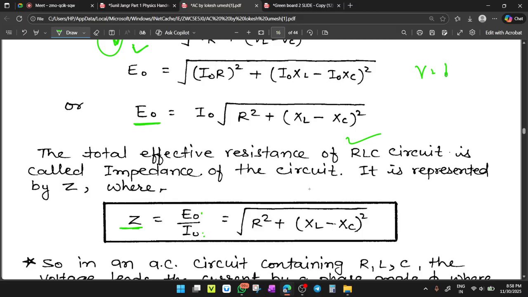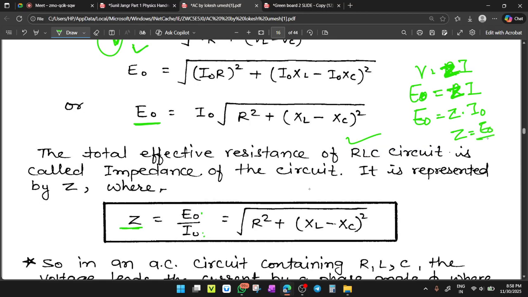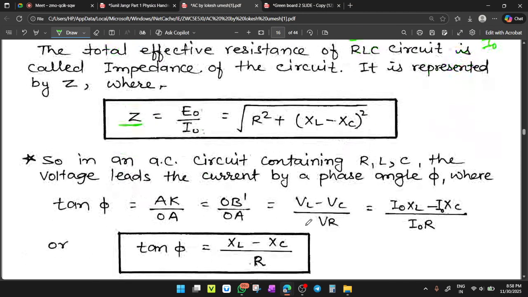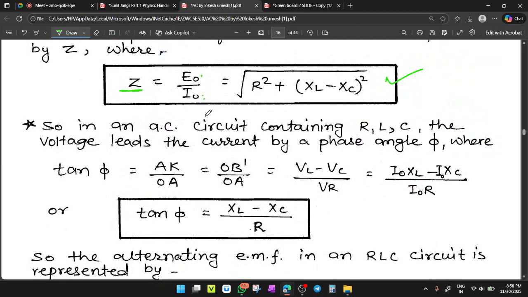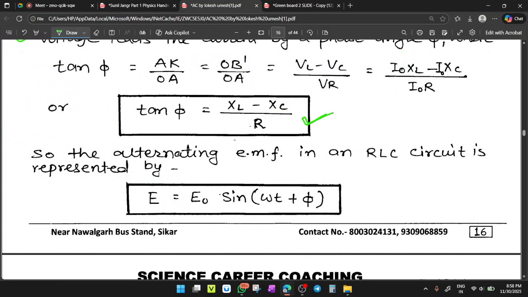Okay, V equals RI. If you have applied voltage E, then E equals RI. For a maximum EMF, sorry, it should be ZI, Z in the case of three circuit elements R, L, C. So E naught equals Z into I naught. So Z becomes E naught upon I naught. Fine. So this is equal to the square root of R square plus (X_L minus X_C) whole square. Now for the angle of phase, we find tan phi equals (X_L minus X_C) upon R.